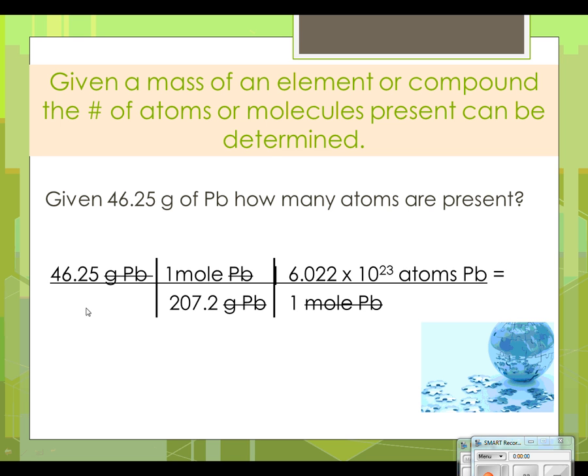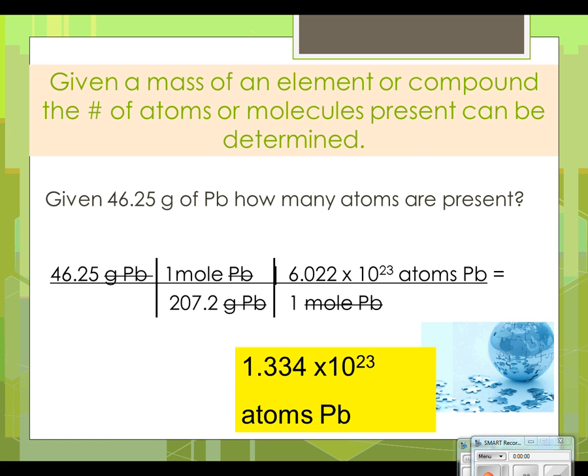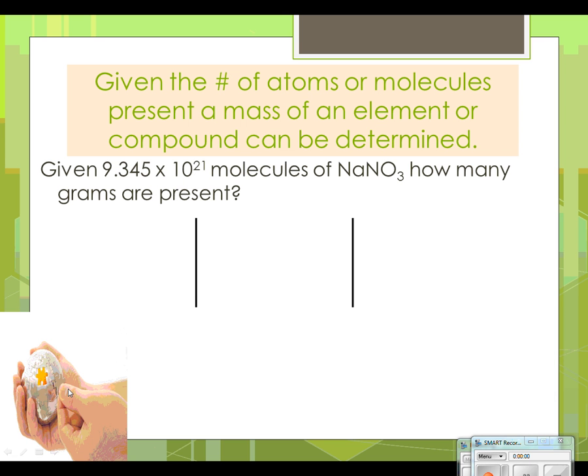Here the mass of an element or compound and the number of atoms or molecules present can be determined. So if I was given 46.25 grams of lead, then I could figure out how many atoms are present because I can go back and forth. So going back and forth, we make sure to keep track of the units. All right, so let's see if you can do this, going back and forth. Given the number of atoms or molecules present, you can determine the mass of an element or compound. You are going to take 9.345 times 10 to the 21st molecules of sodium nitrate and find out how many grams are present.